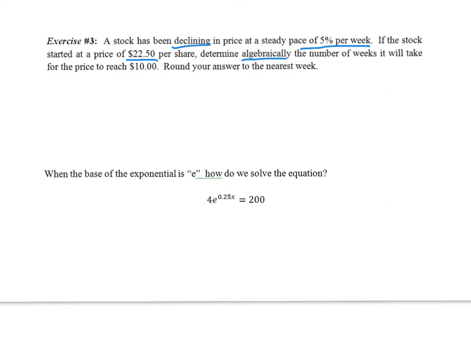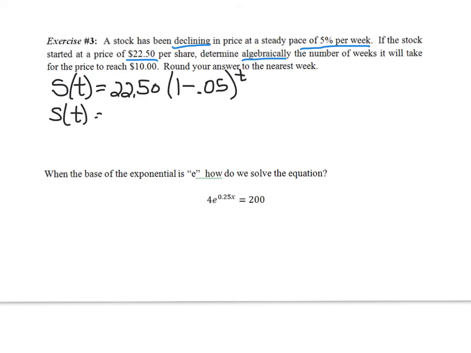So let's start by writing an exponential equation that represents this stock price. I'm going to use S of t for my stock price. I'm starting with a price of $22.50. Because I've got decay, I'm going to say 1 minus my rate. So 1 minus 0.05 raised to the t. Go ahead and do that calculation. So S of t is equal to $22.50 times 0.95 to the t.